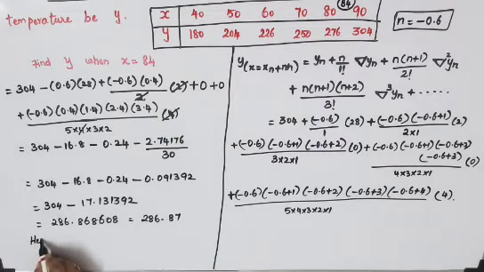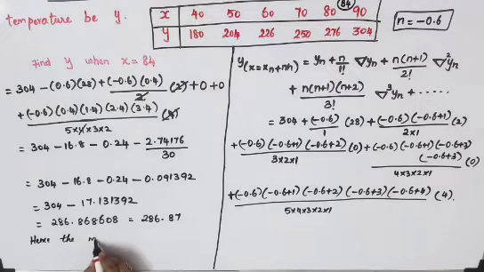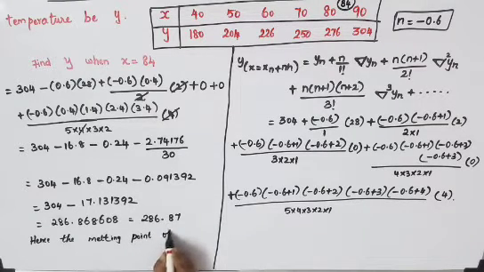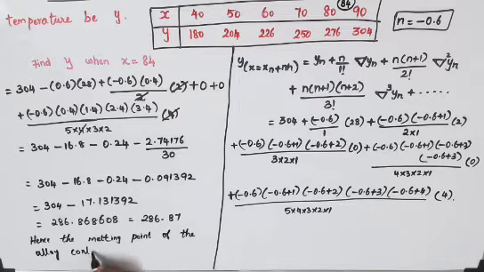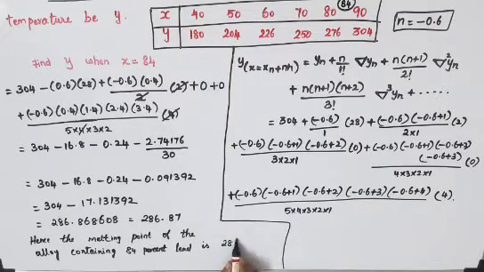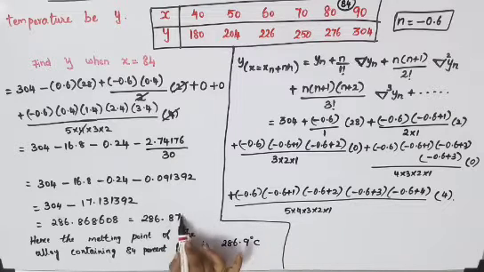Hence the melting point of the alloy containing 84% lead is 286.9 degrees Celsius. This 7 is also more than 5, so add one number to the before number, so it will become 9 and you can eliminate this 7. Okay, so the answer will be 286.9 degrees Celsius. So this is the answer for your 7th question.